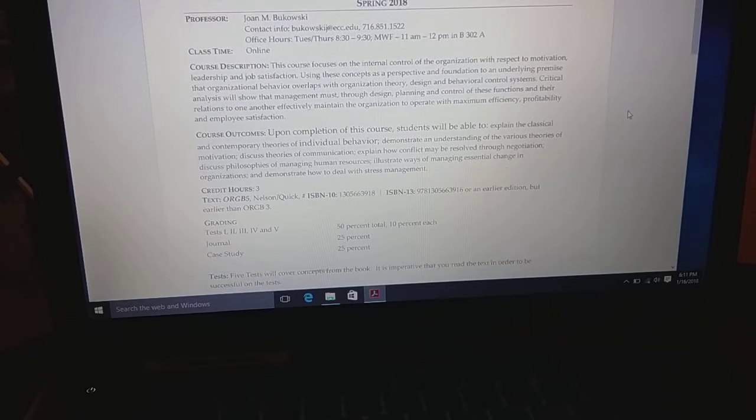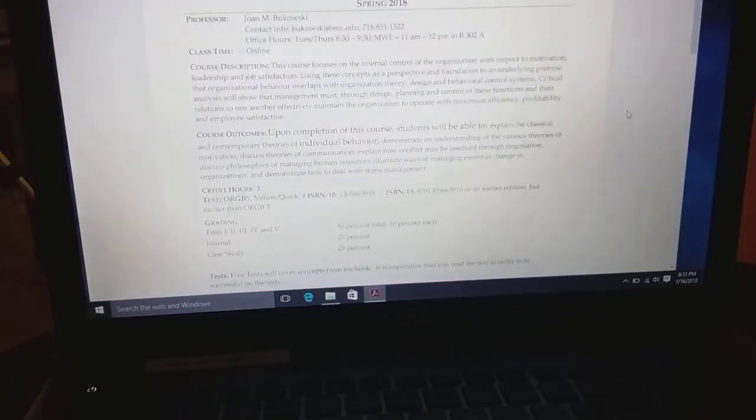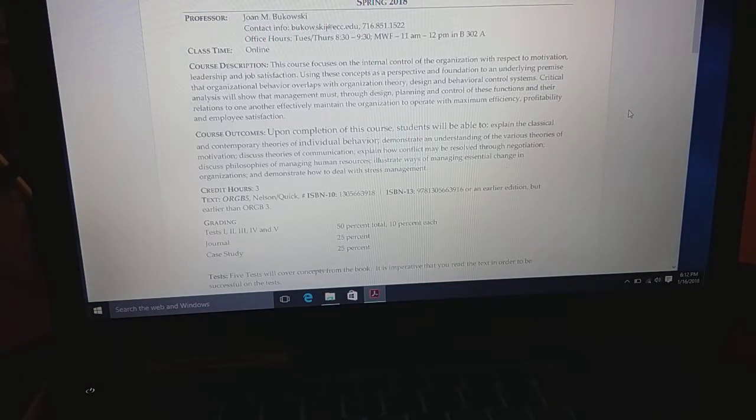Okay, so the book is listed on the syllabus. There it is, Org B5, Nelson and Quick. There's the ISBN number. You could get Org B4 if you want, but I would prefer if you stick with Org B5. This is just a copy of it. Sorry guys, I know the lighting is a little funky, but you get the idea of what the book looks like. Organizational Behavior, Nelson and Quick.